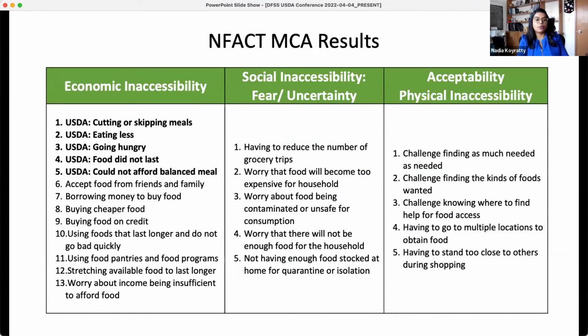The first dimension or domain that was generated was economic inaccessibility. Here, I would really like to draw your attention to the fact that all the USDA food security module questions loaded successfully on this first domain, along with other variables, of course, representing affordability of food during COVID-19. The second dimension relates to fear, uncertainty, and worry associated with the food supply and with food quality and safety concerns. The third domain refers to two different aspects of food insecurity during disasters, namely acceptability of food with respect to quantity and preference, and physical inaccessibility with respect to locations, and in the case of COVID-19 here, having to stand too close to people during the social distancing period.